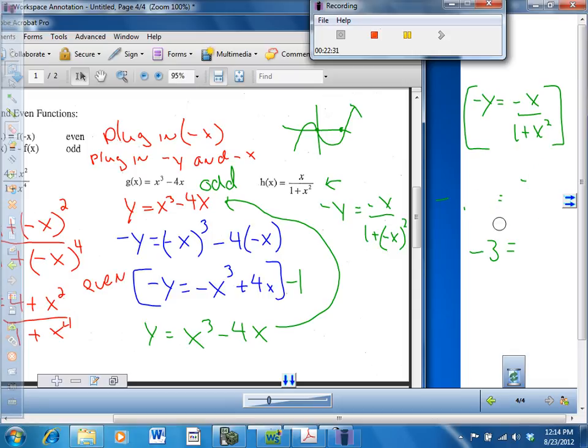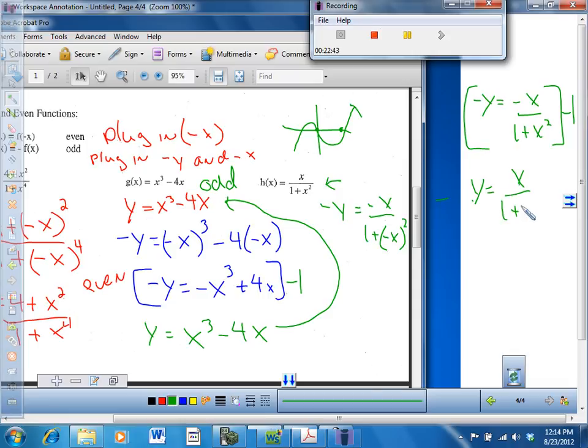So I can make my eraser bigger too. So when I multiply that through by negative 1, I end up getting y equals positive x over 1 plus x squared, and therefore that function is odd as well. And if you were to graph this, I'm not exactly sure, but I think you get something that kind of looks like an asymptote there, and I'm not sure what it looks like, but I think something like this. So you could graph it on your graphing calculator.